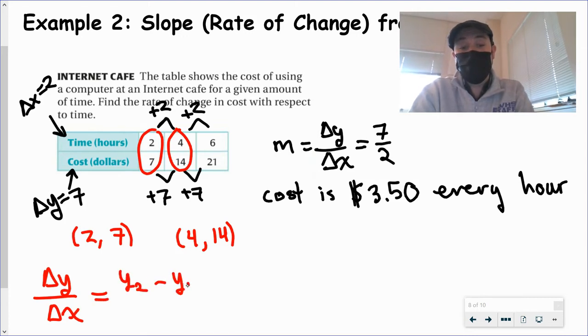So to use the slope formula, change in y over the change in x is equal to y2 minus y1. That's how you measure the change in cost. And then you divide that by the corresponding change in time, x2 minus x1. So here we go. Ready? This is the slope formula.